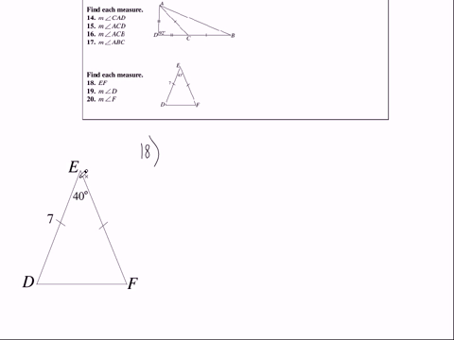Let's see, EF. We have to find that length right there. It's nice they told you this length, and they told you that these are equal to each other. So if this is 7, then that's 7. It's as easy as that. So number 18 is 7. Number 20, angle D. Find angle D.